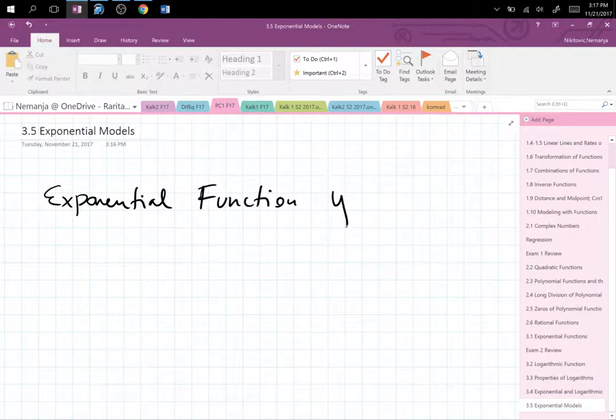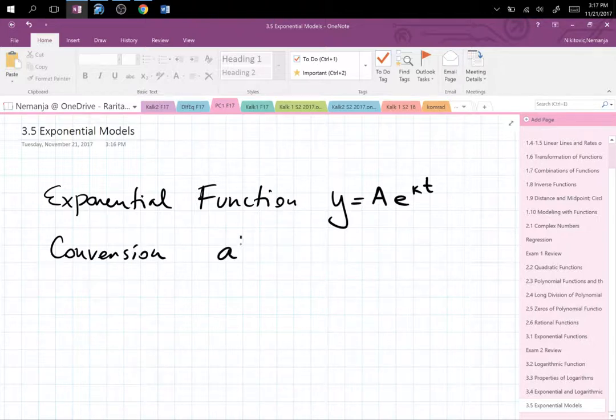Which has the form of y equals a e to the k t. And we also remember the conversion, which was a to the b equals c, converts into log base a of c is equal to b. So these are the two things that we are going to need, and the rest is translating your word problems into equations and then calculating stuff.